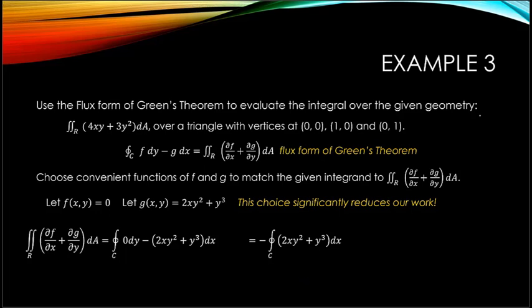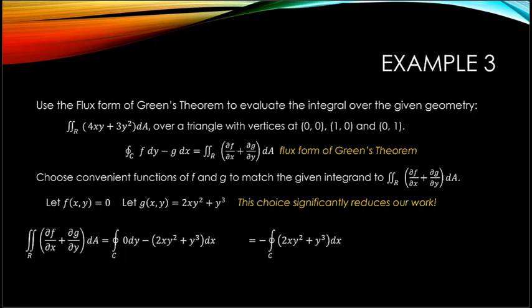This matches the partial of f with respect to x plus the partial of g with respect to y, because the partial of f with respect to x when f of x y is 0, and the partial of g with respect to y, when my function is 2xy squared plus y cubed, is the given integrand 4xy plus 3y squared.